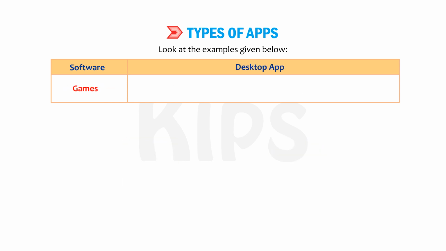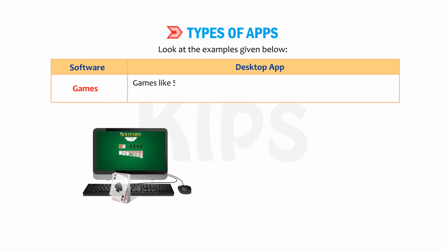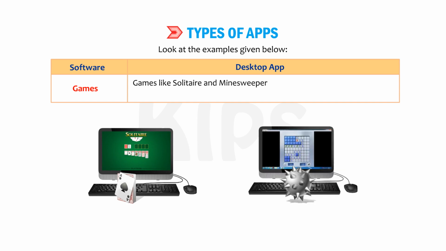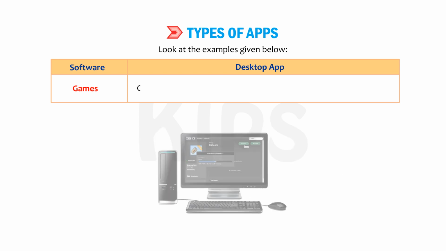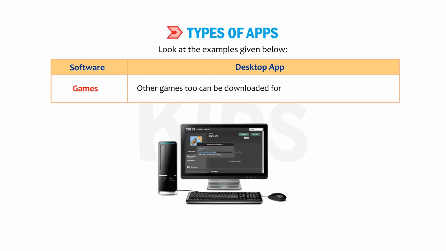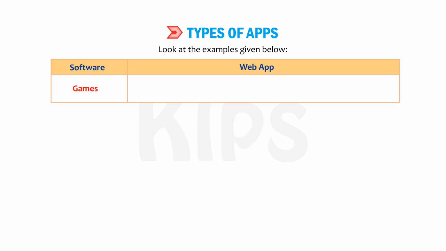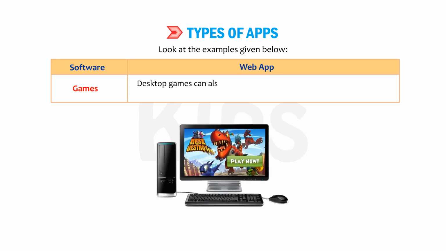Games. Desktop app. Games like Solitaire and Minesweeper are available on all Windows-based computers. Other games too can be downloaded for use on desktops and laptops. Web app. Desktop games can also be played online. The advantage of web-based games is that they can be easily made multiplayer.